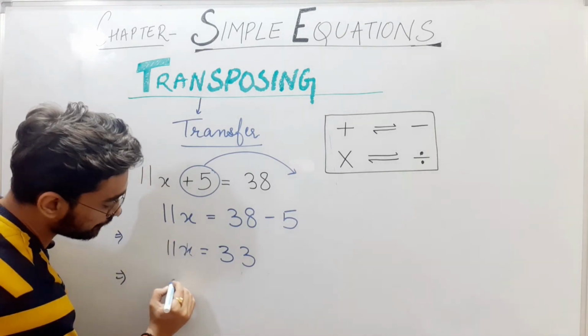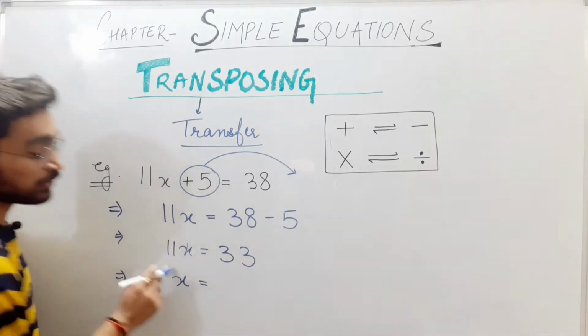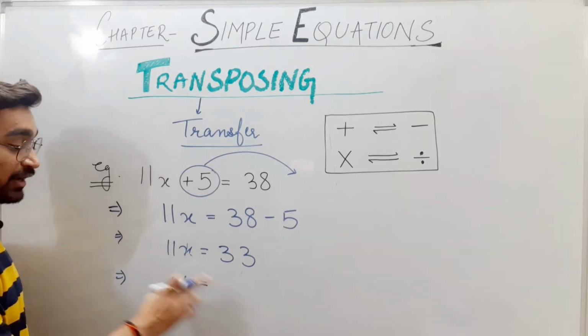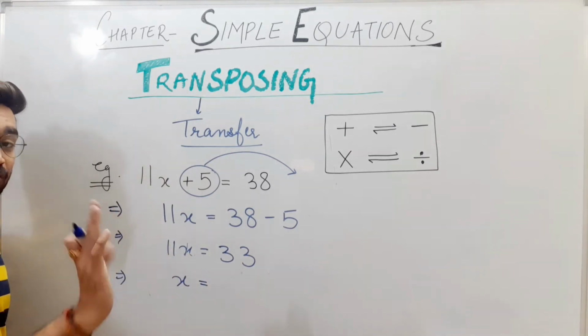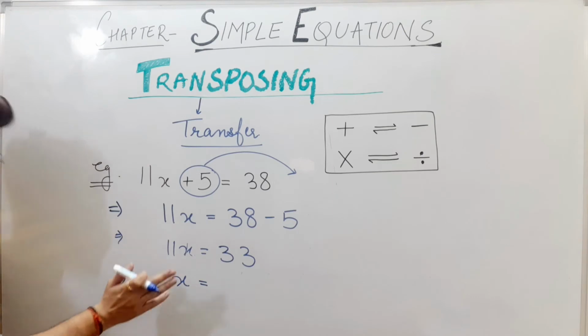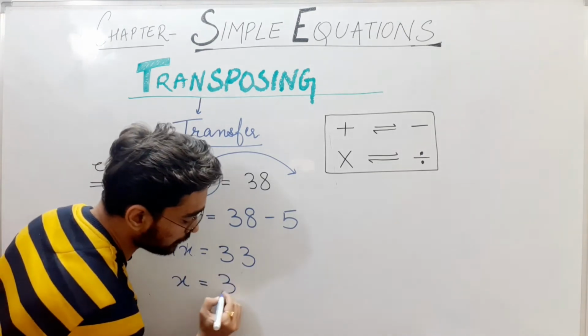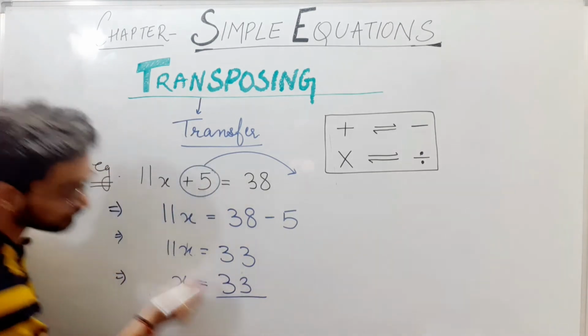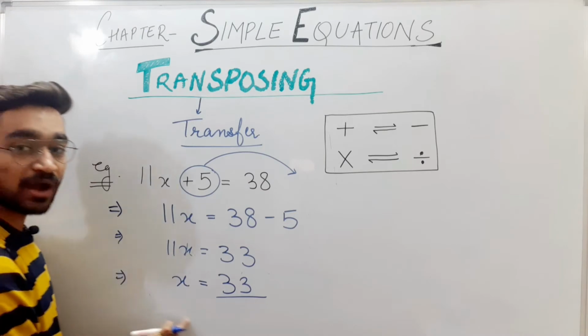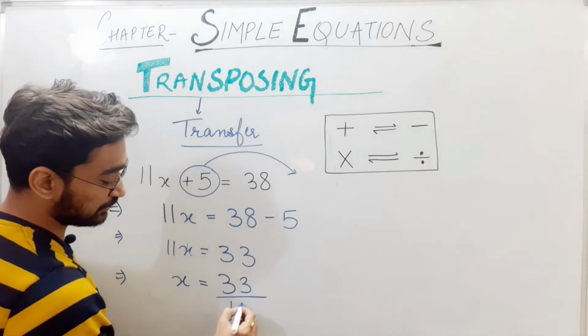It will be x equals to, because x is not going anywhere, it is remaining here itself. It is not shifting from one place to another place. So x will be here. 33 will also be on its own place, but this 11 is coming down in division. It will be like this.